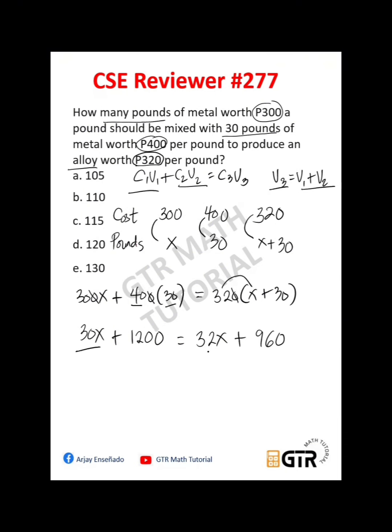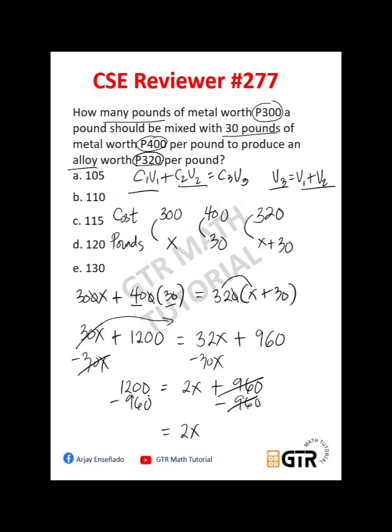Combine the 30x and 32x. Put 30x to the other side of the equation by subtracting 30x from both sides. So cancel this. We have 1,200 equals 32x minus 30x, so that will be 2x plus 960. Combine the 1,200 and 960 by subtracting 960 from both sides. So cancel this. So therefore, we have 2x is equal to, subtract.